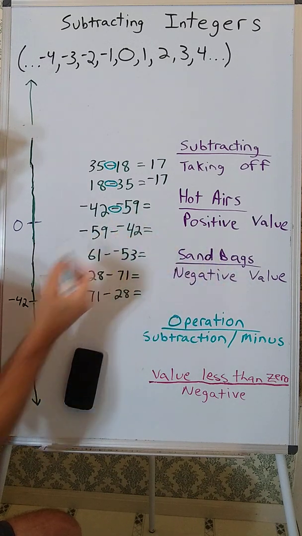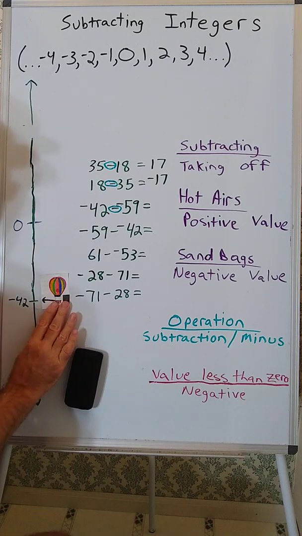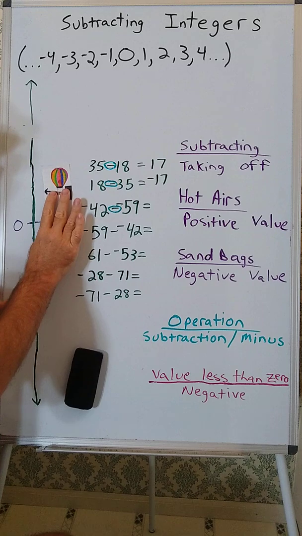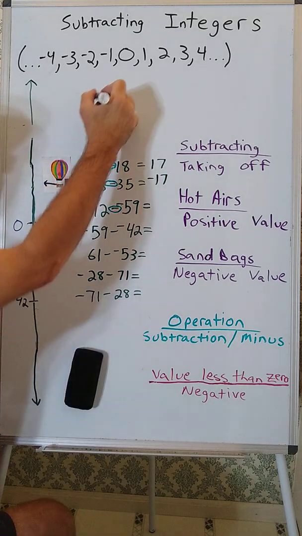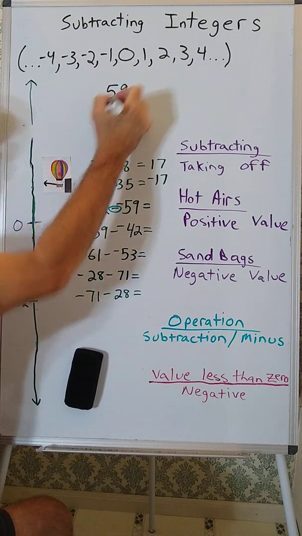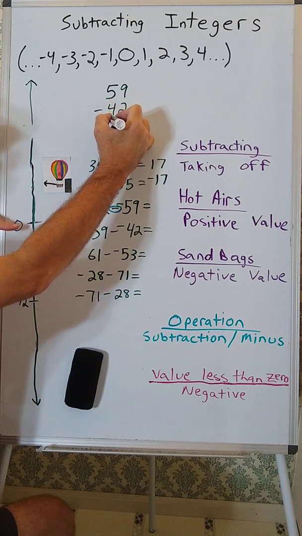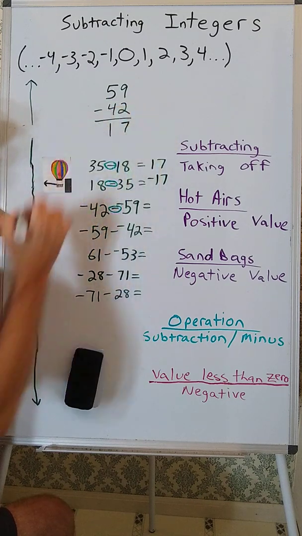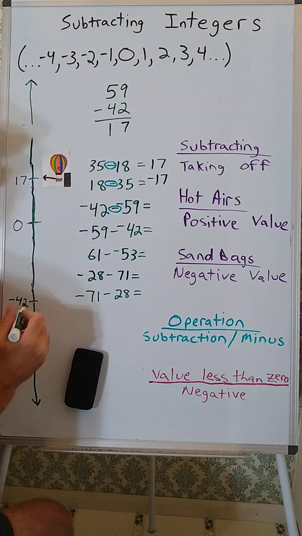What happens when you take off sandbags? Well, the balloon gets lighter, so it's going to ascend or go up. It's going to go up 59 units. It's 42 units below 0. So it's going to go up past 0. How much further past 0? Well, it's going up a total of 59. It takes 42 of those sandbags being taken off to bring it up to 0. So it can still go up 17 more. So it's going to end up at 17.